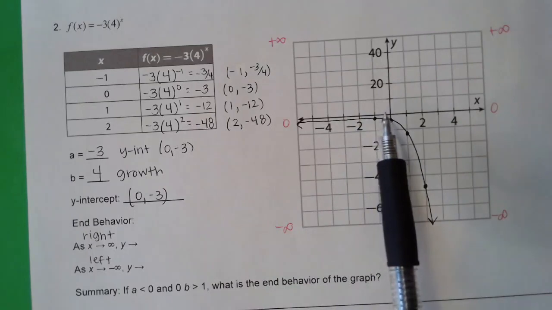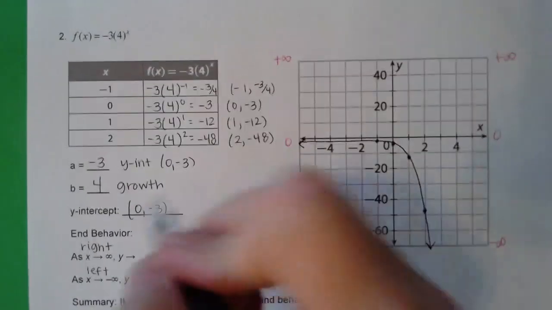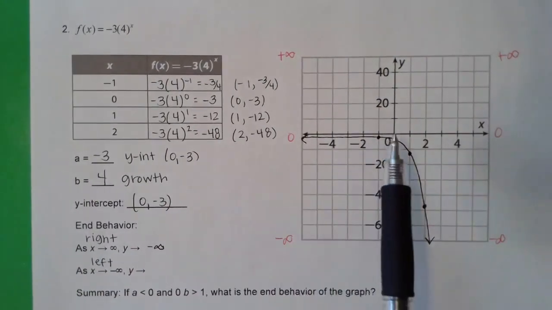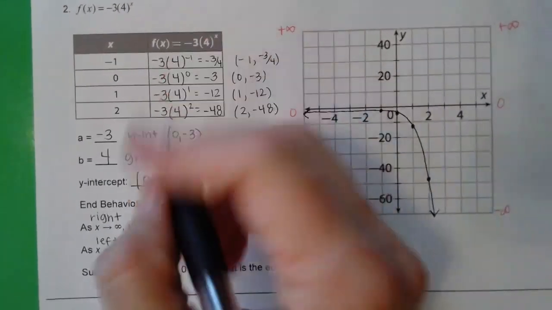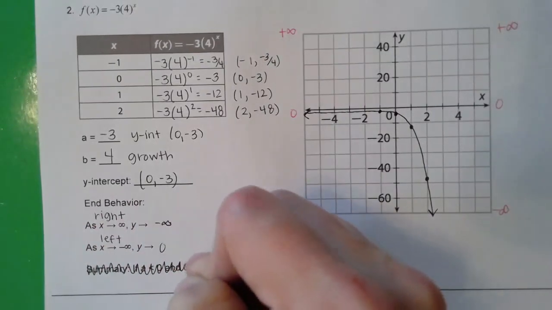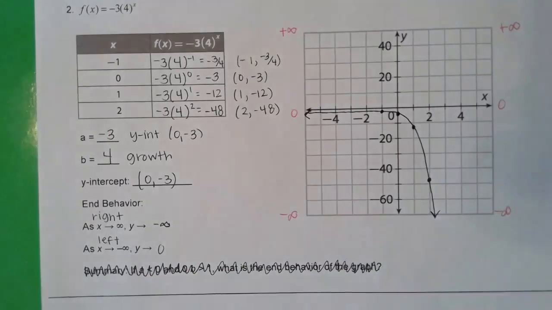So as x gets bigger and bigger and bigger, the graph is getting closer to negative infinity. It's going down. As the graph goes to the left, so as x gets smaller and smaller and smaller, it's getting closer to 0. And again, don't worry about filling in the summary for this one. When you describe the end behavior of a graph, you're just saying what happens as the graph keeps going.